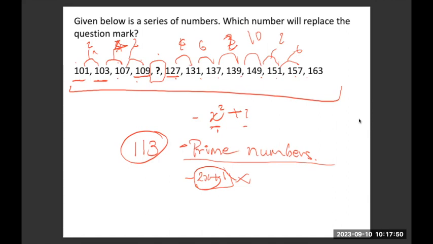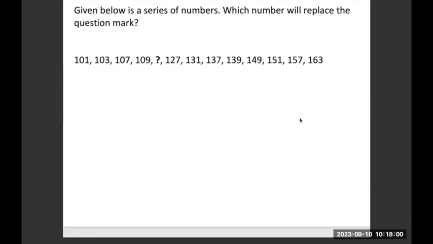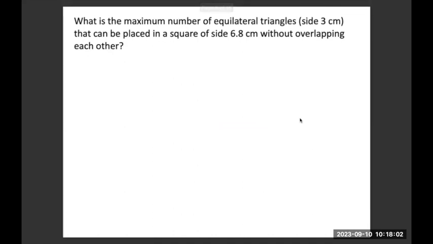Okay, ma'am. Okay. Any doubts, any questions in this? Okay, we'll move to the next one. I have solved this earlier, but there is a doubt by somebody, so I'll just take it up again.